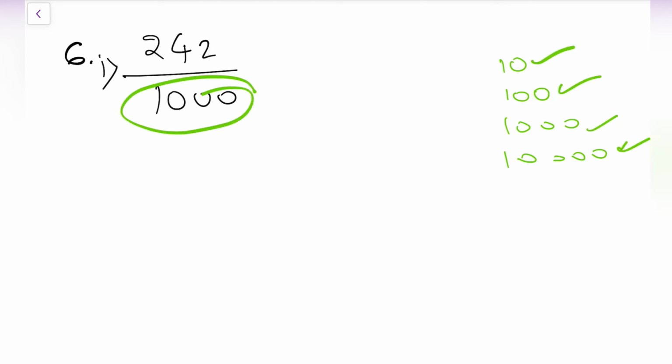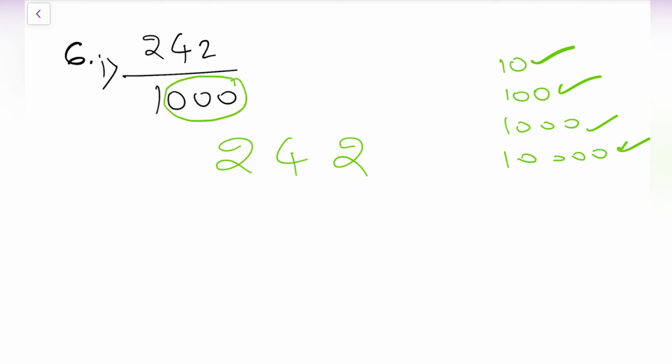Here already 1000 is there, so no need to convert it to anything else. Now write the numerator only, 242. In the denominator, check how many zeros are there. Here 3 zeros are there. So from the right side, after 3 digits, we need to keep the decimal. This is the first digit, second digit, third digit. So 3 digits completed. Now keep the decimal. Before the decimal, nothing is there, so keep 0. So 242 by 1000 is nothing but 0.242. Let us check the next question then.